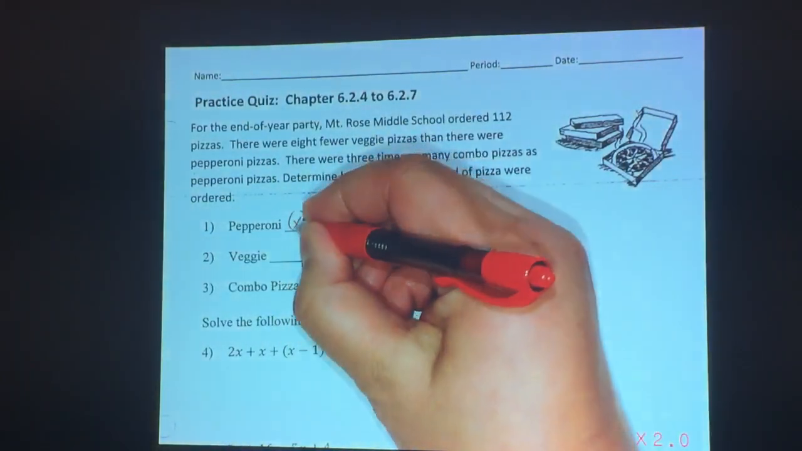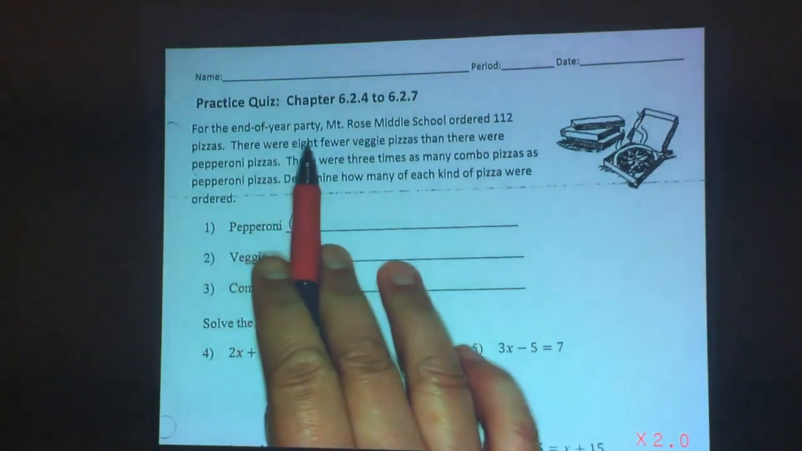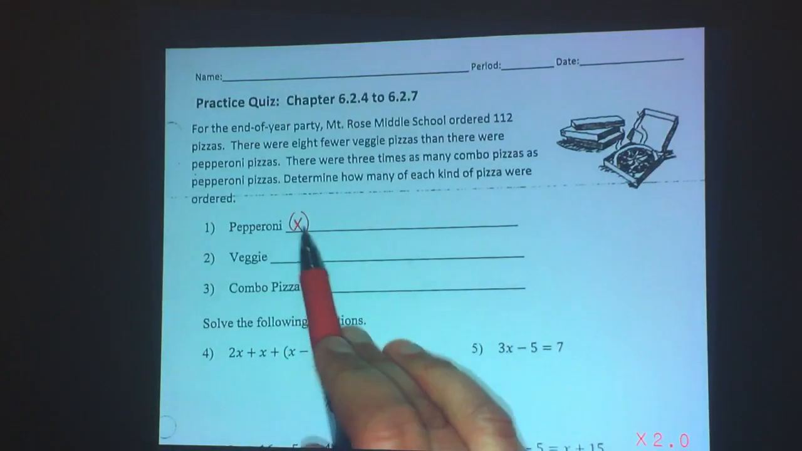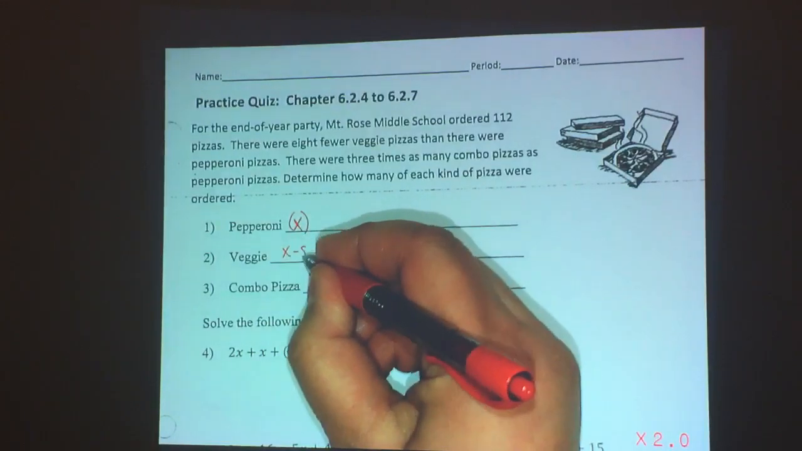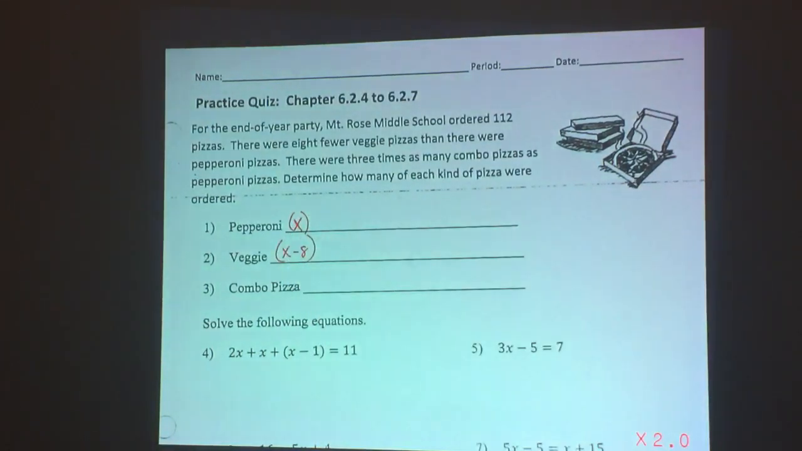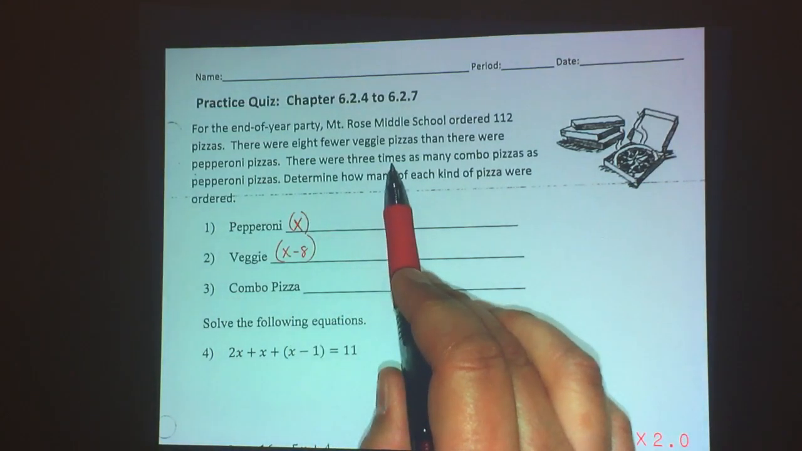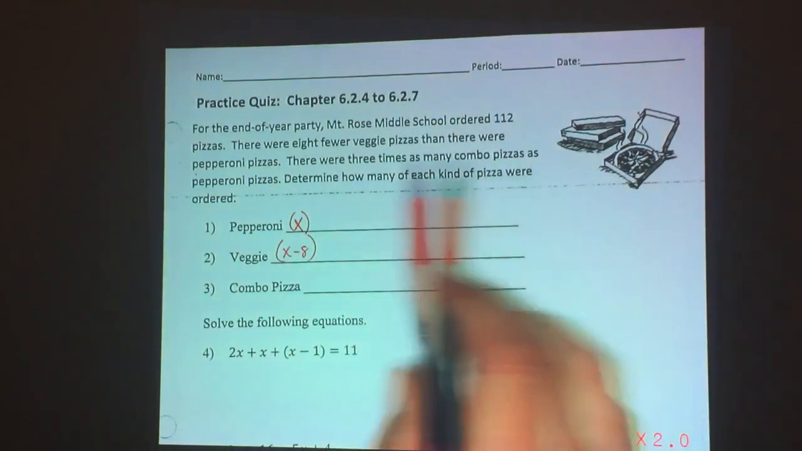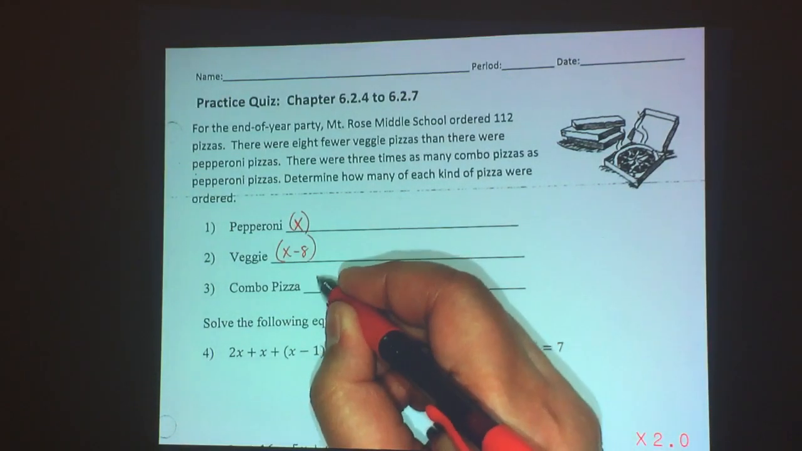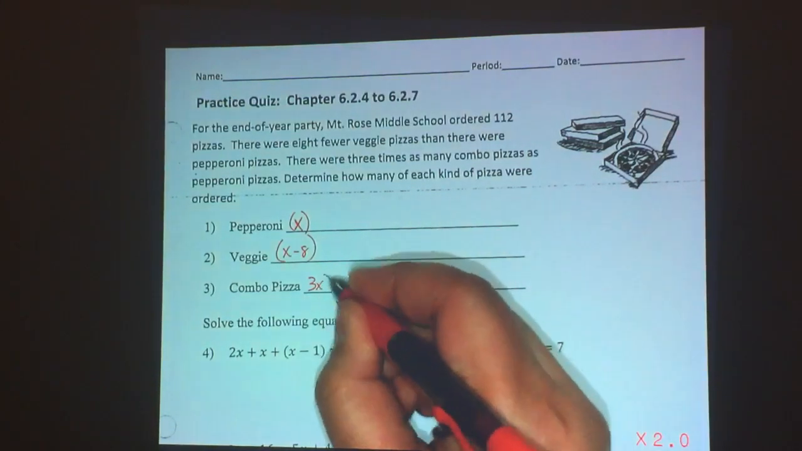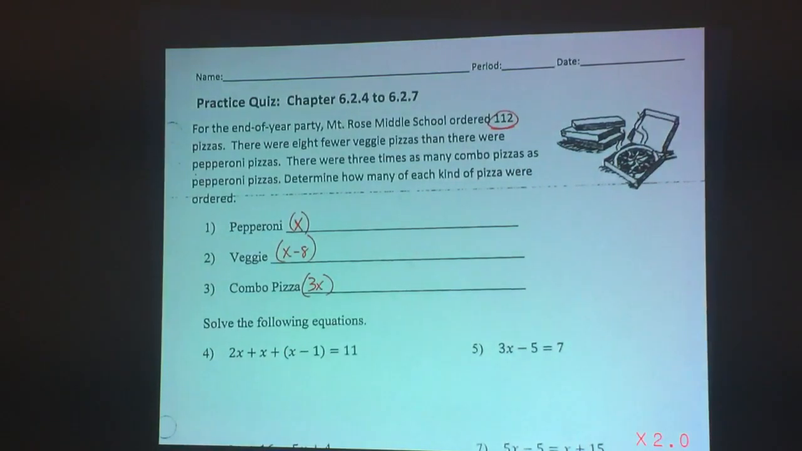So go back into the story and read the clues about the veggie. There were 8 fewer veggie pizzas. So how do I say 8 fewer than this? X minus 8. And then for the combo, it says there were 3 times as many combos as pepperoni. How do I say 3 times this? 3x. What was my target number? 112.